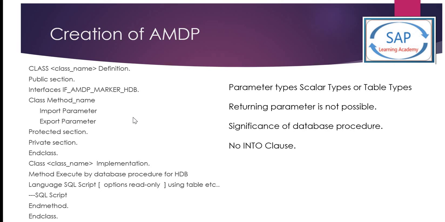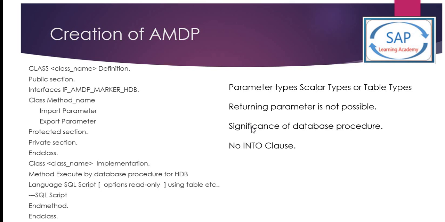As you know, if I talk about standard ABAP, there in the method we have options of input parameter, export parameter, changing parameter, and returning parameter. But in the case of AMDP, we do not have this returning parameter. You may declare import, export, and changing, but returning parameter is not possible.